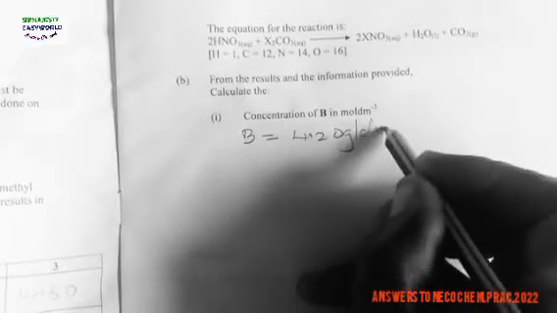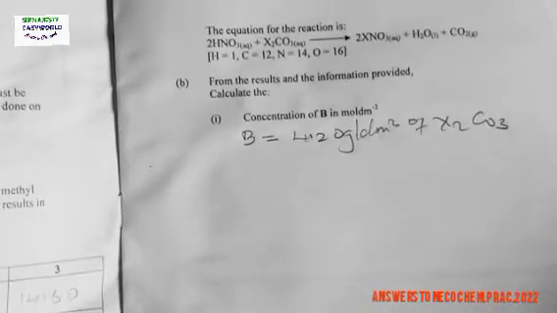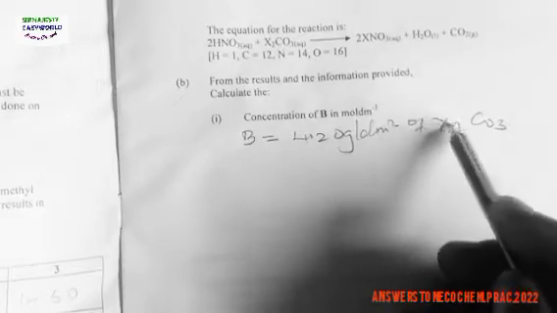Then coming over to the subsequent questions that follow, they gave us the equation of the reaction. Then from the result and the information provided, calculate the concentration of B in mole per dm³. And what did they tell us? If you are asked this question, you go and lift the information about B. B was said to contain 4.20 gram per dm³ of X2CO3. So in this case, you cannot use molarity equals mass concentration over molar mass, because the molar mass here is unknown. This X is hidden.